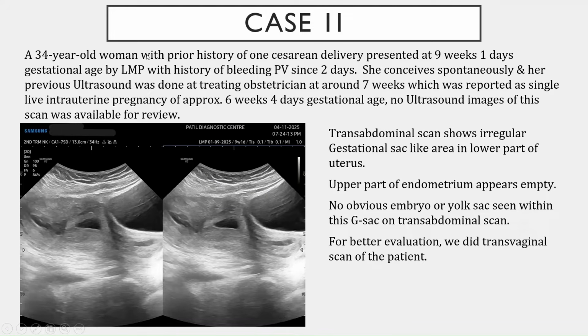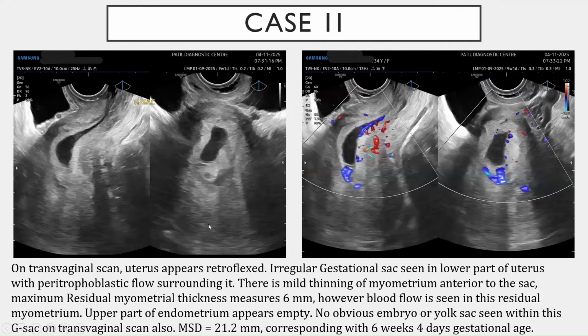She is a 34-year-old woman with prior history of one cesarean delivery, and she comes at 9 weeks 1 day gestational age. She is having history of bleeding PV since 2 days. On transabdominal scan, we can see an irregular sac-like structure in the lower part of uterus. Upper endometrium is empty. So we did the TVS, and TVS shows a retroflex uterus, and irregular gestational sac is seen in the lower part of uterus.